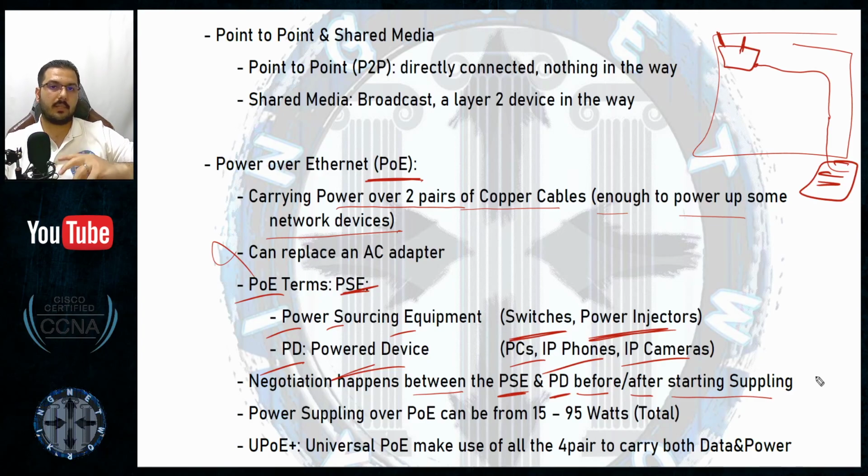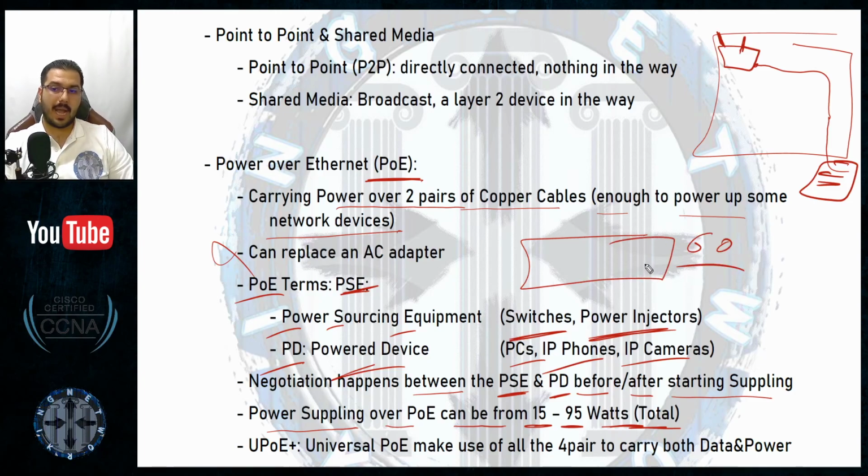So negotiations will happen before and even after the supply has started, until it settles on the total amount of wattage that is stable for that PD, powered device, to consume. Power supplying over PoE can be from 15 to 95 watts in total per switch. This depends on the switch model, but let's say some switches only support a maximum of 60 watt to be sent out of their ports, and they have so many ports, then you can maybe send 5 watt per port over 12 ports, or 15 watt only per 4 ports. So the total will be 60 watt only. So 5 watts, 15 watts, 30, 20, depends on your design and what you need.